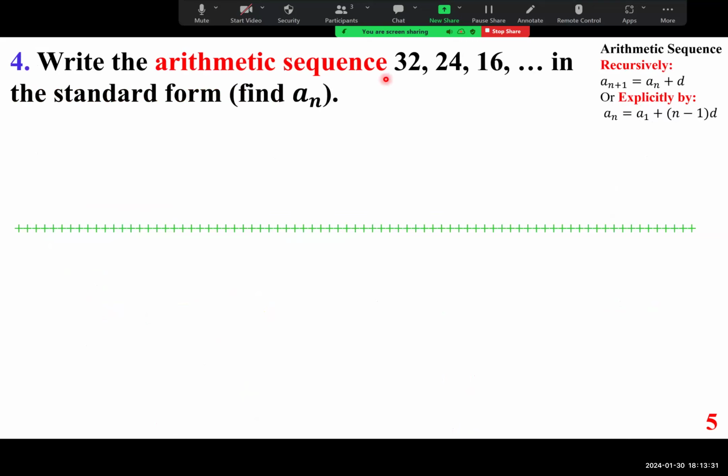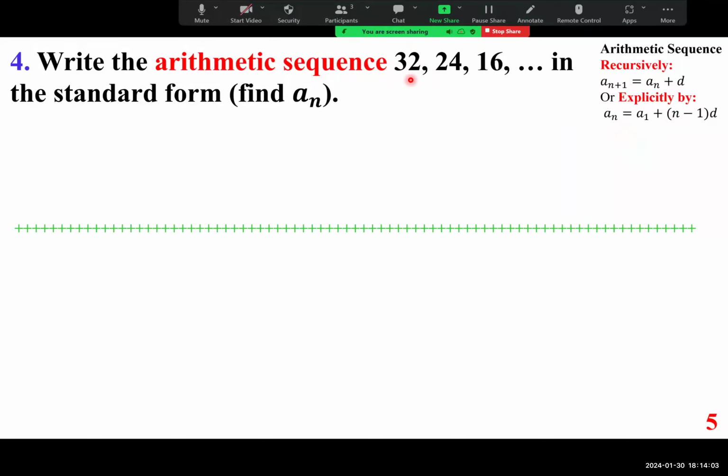Write the arithmetic sequence for this case, 32, 24, 16, and so forth, in the standard form, meaning find A sub n. And I'm reminding you that here's the recursive format, A sub n plus 1 is A sub n plus d, and here's the explicit format, A sub n equals A sub 1 plus n minus 1 d. And we want to find A sub n, which means we need to find the first term. Clearly, the first term is given as 32. And we need to find the distance.